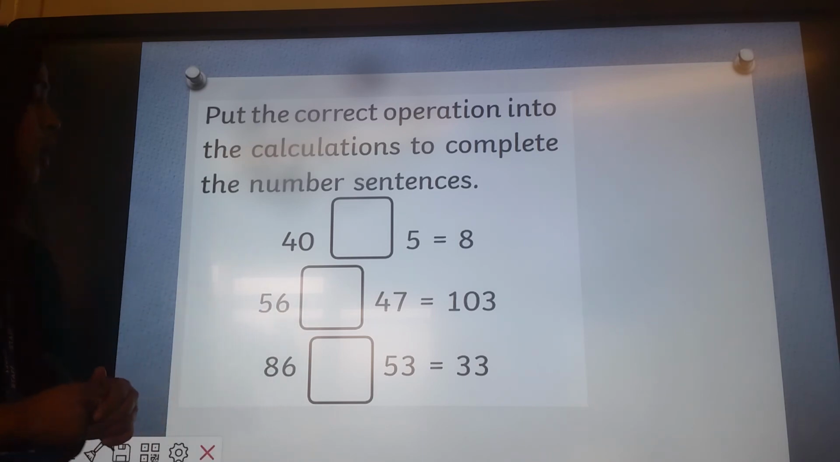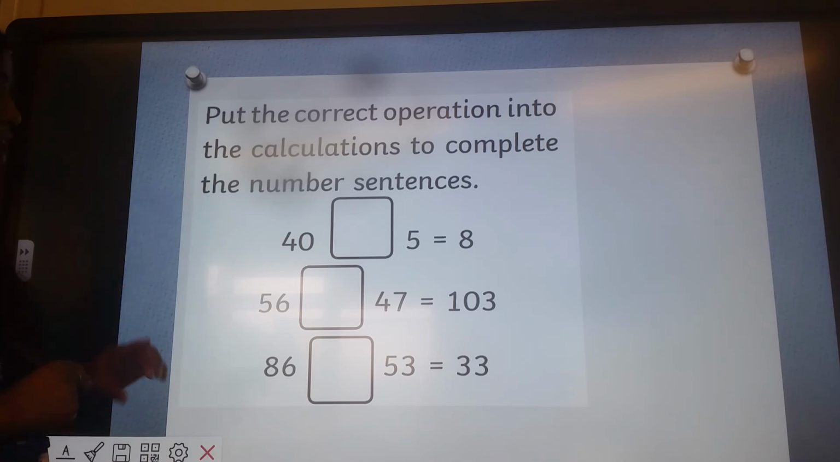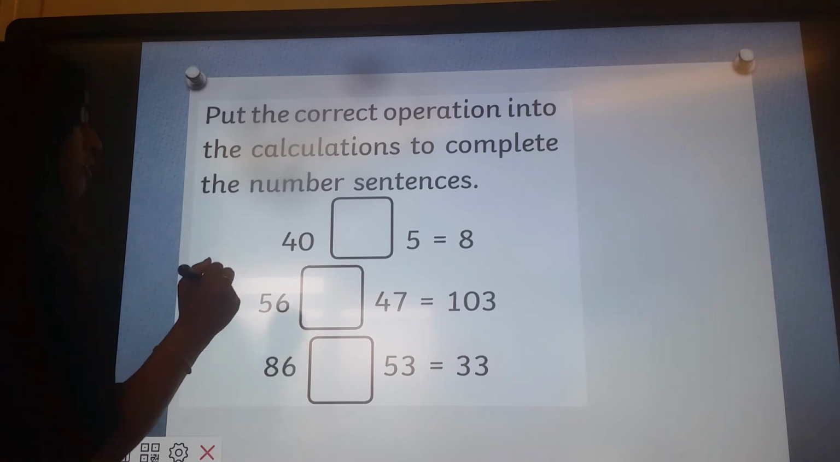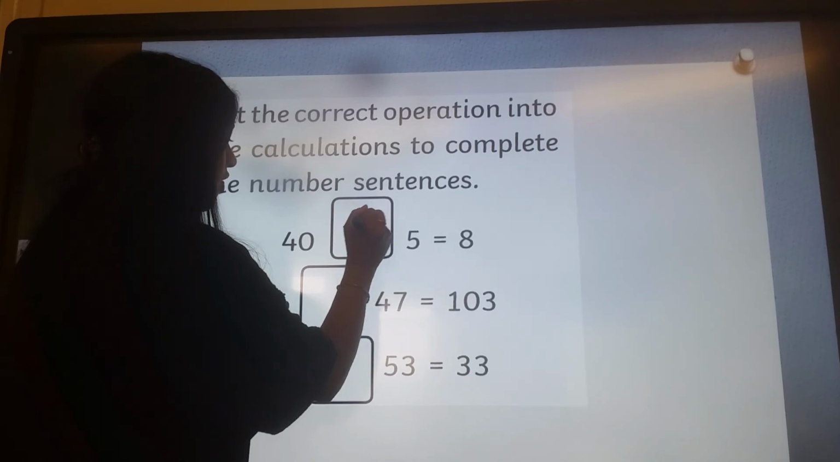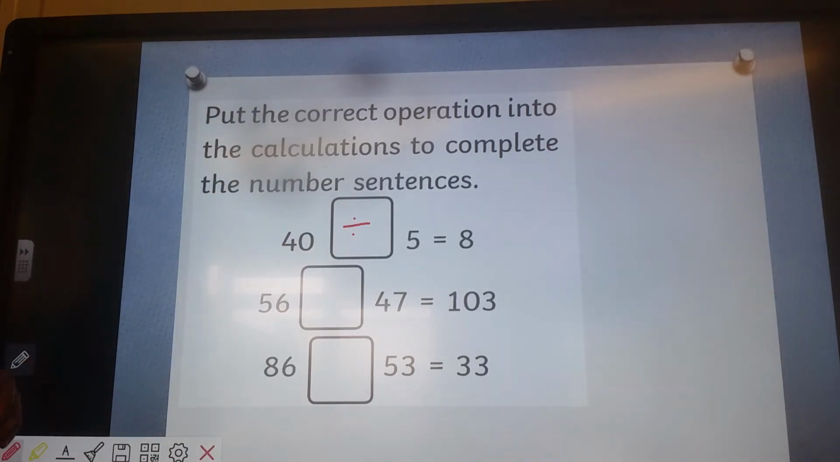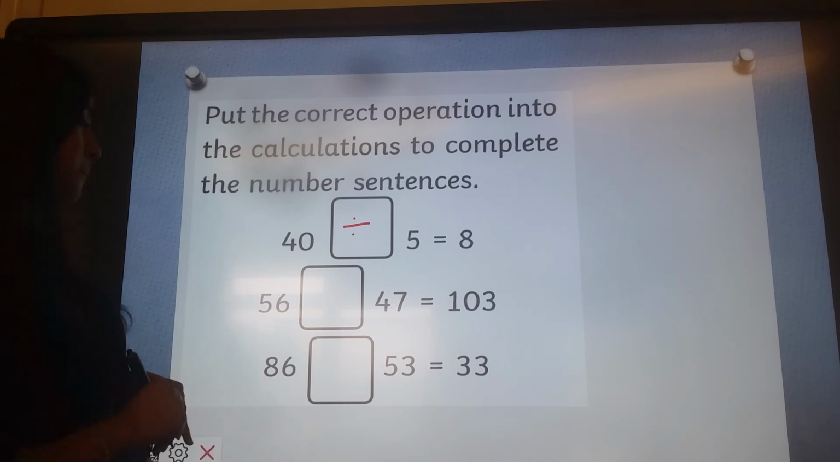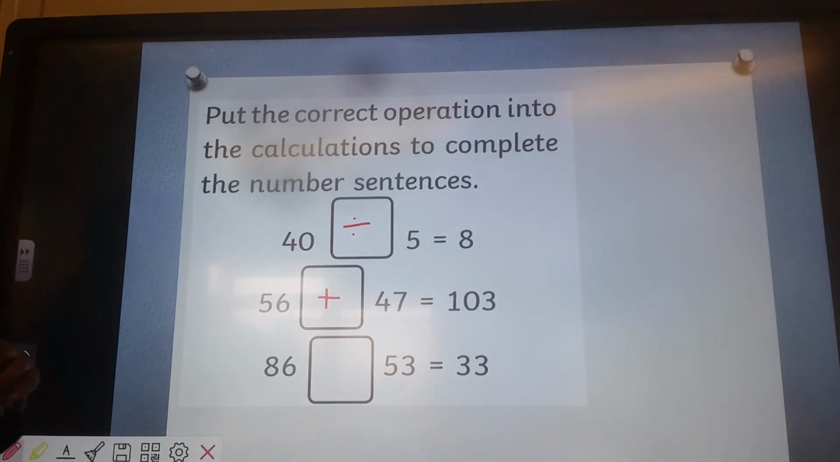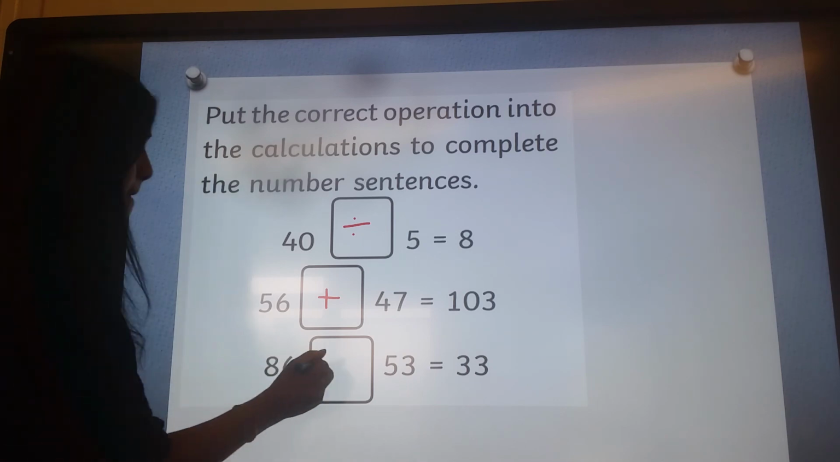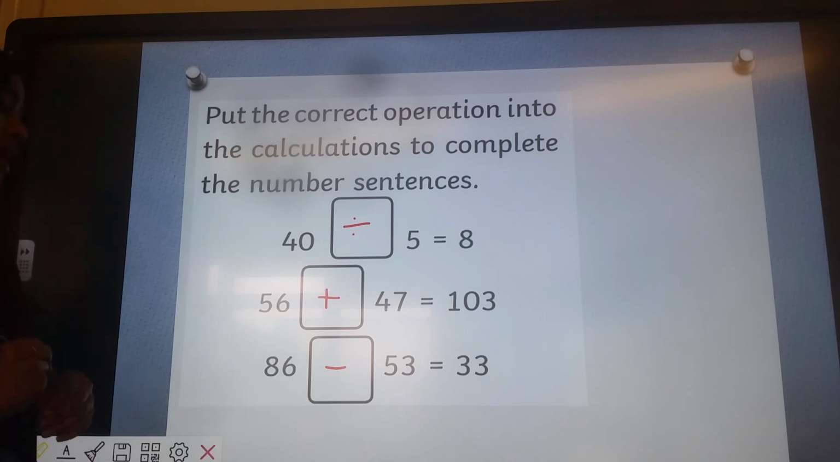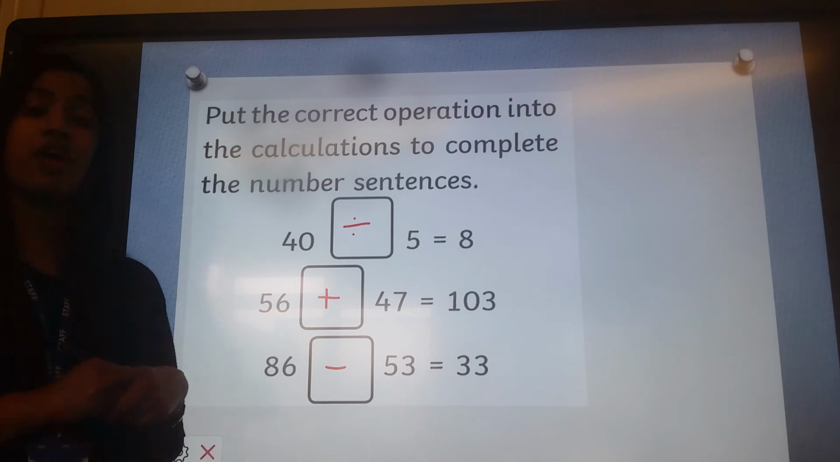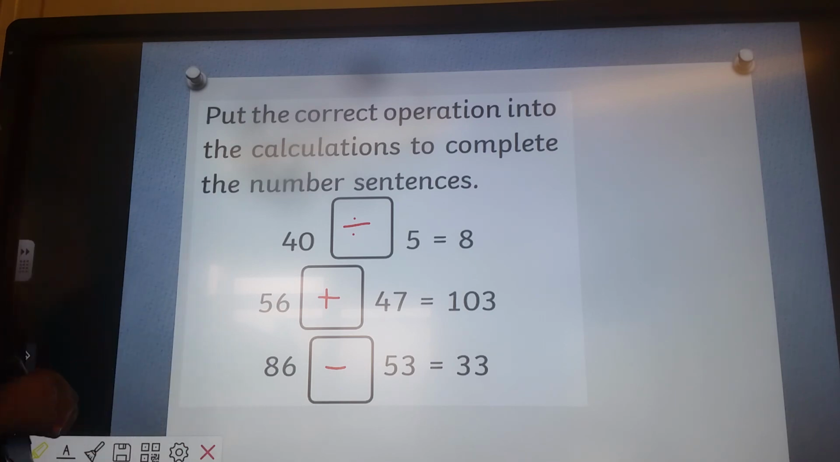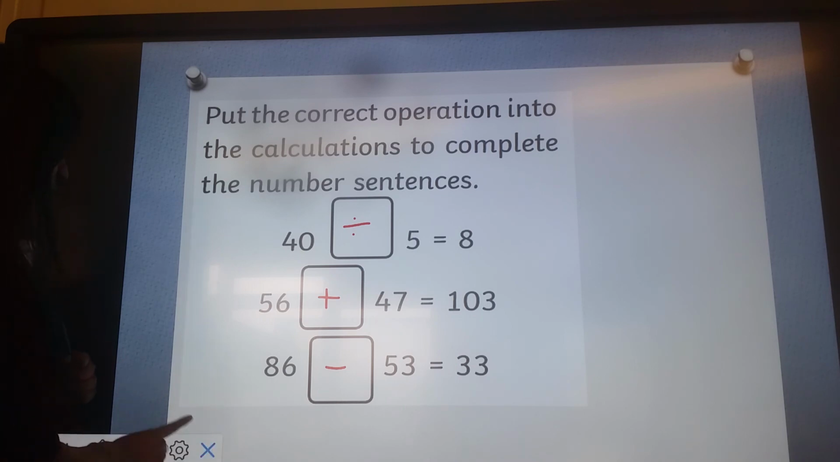Are we ready? Okay, so let's have a look. So for the first one, the answer is going to be divide. So 40 divided by 5 is going to be 8. For the next question, 56 plus 47 is going to give me 103. And then 86 minus 53 is going to be equal to 33. Okay? So well done if you got that question correct.